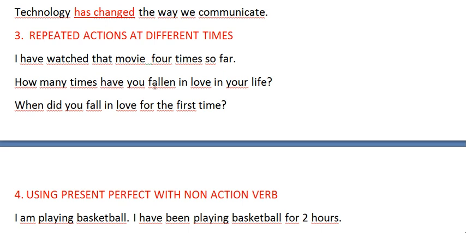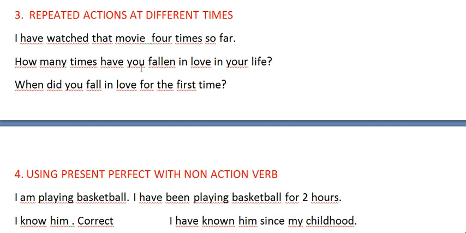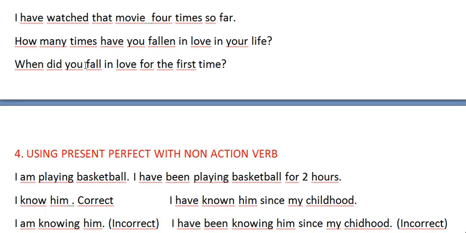How many times have you fallen in love in your life? Here, another example. So when did you fall in love? We don't focus on that. We're just saying how many times. But here the tense is changing. When did you fall in love for the first time? Oh, here this is different. So you can say, the first time I fell in love was when I was in high school, or in college, whatever you say. So that time is important, but here time is not important.